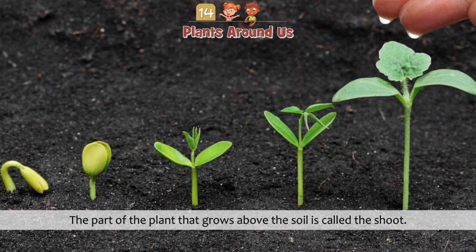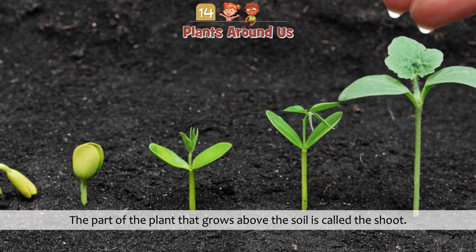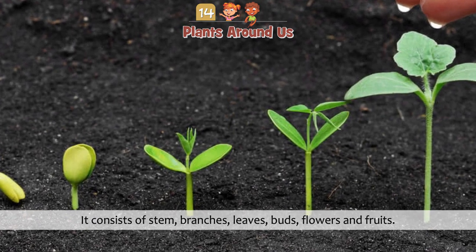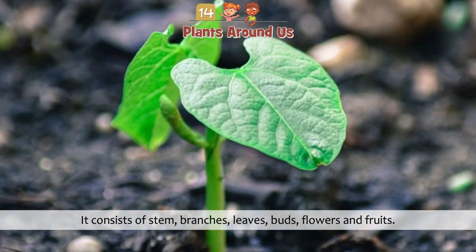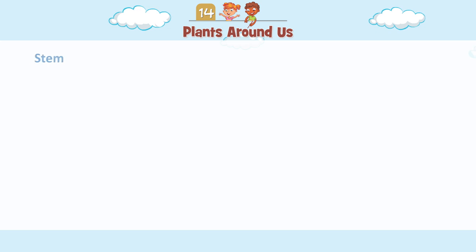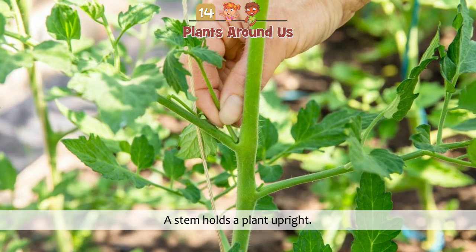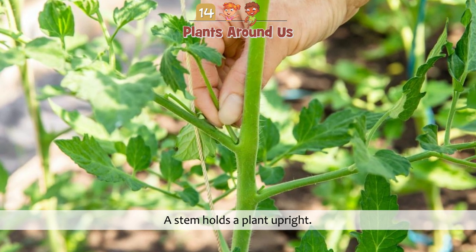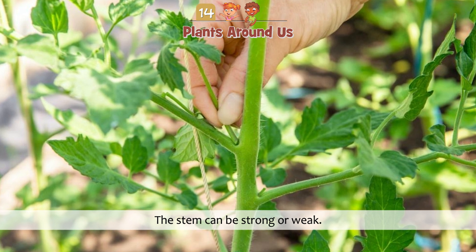Shoot. The part of the plant that grows above the soil is called the shoot. It consists of stem, branches, leaves, buds, flowers, and fruits. Stem. A stem holds a plant upright. The stem can be strong or weak.